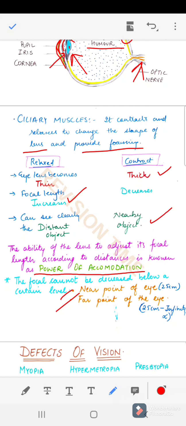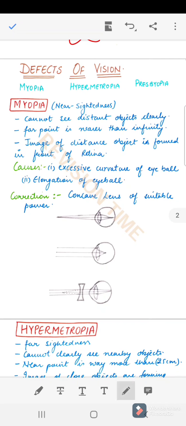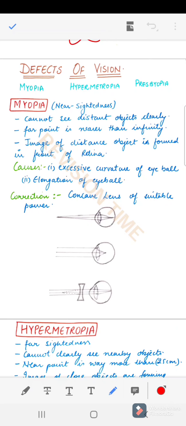Similarly, what is the far point? It is the farthest point where we can see the objects clearly. For a normal young adult, the near point is 25 centimeters, and the far point is between 25 centimeters to infinity. Infinity we denote it like this. Next, let us see the defects of vision. We have three types: myopia, hypermetropia and presbyopia.